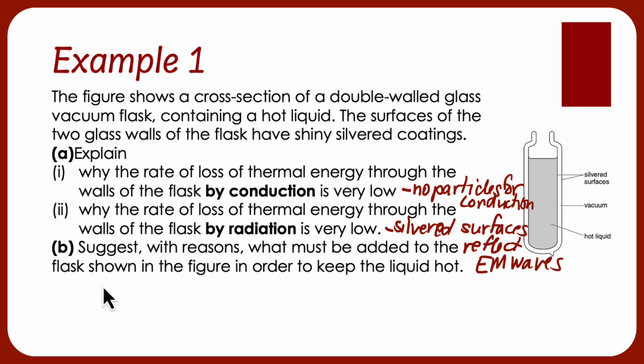Suggest with reasons what must be added to the flask shown in the figure in order to keep it hot. Well, look right here. What we're missing is a lid. What would the lid do? Well, it's going to stop heat leaving via convection.